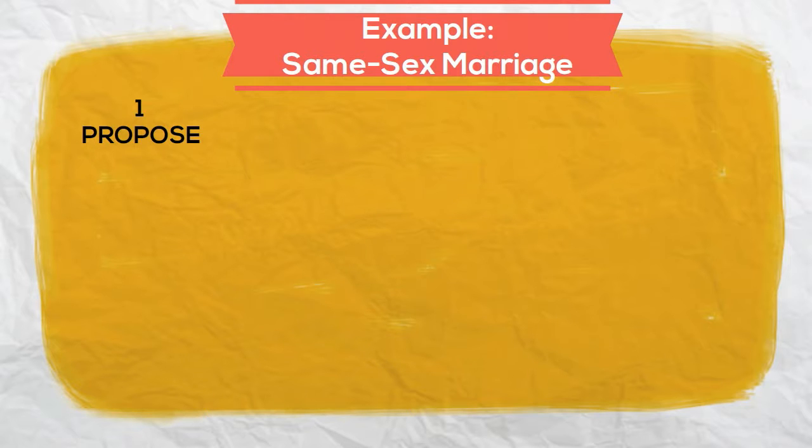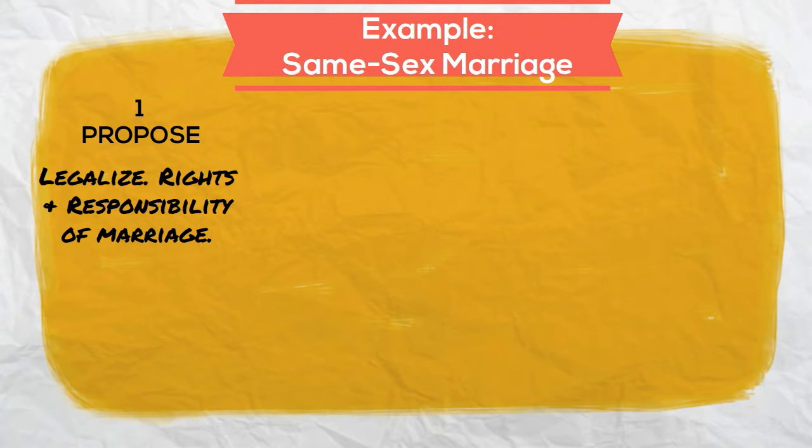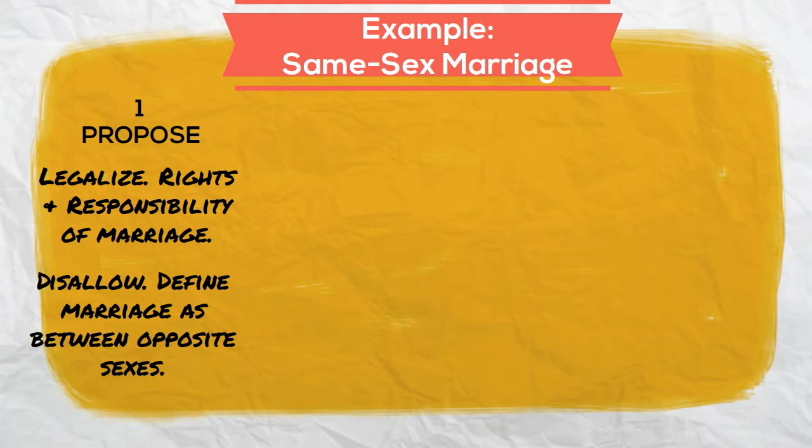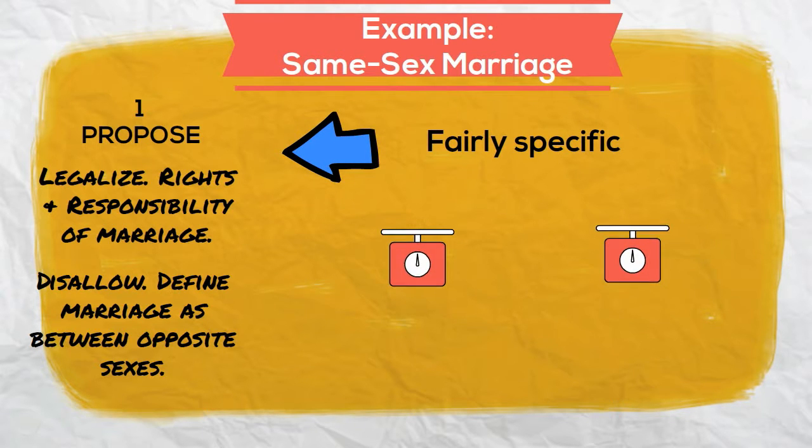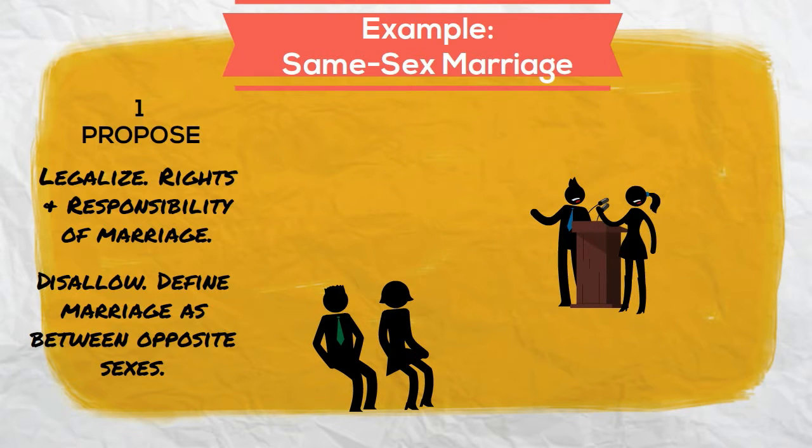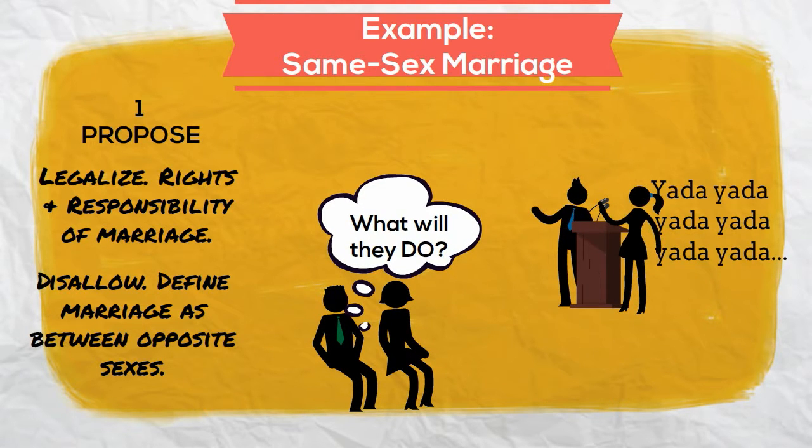First, each side proposes what they want to do. One side wants to legalize same-sex unions and allow couples the rights and responsibilities of marriage. The other side wants to disallow them by defining marriage as only between opposite sexes. We need fairly specific proposals to compare ideas when debating, and to know what a voter needs to know most about candidates, what they will do if elected.